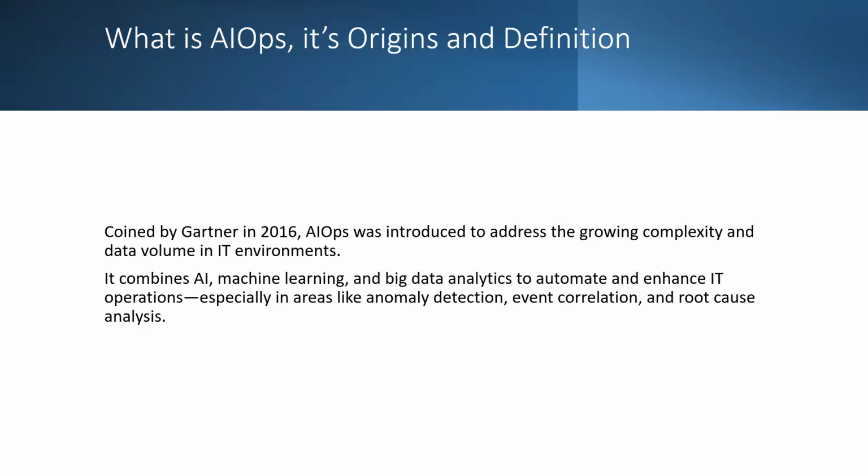So, what is AIOps? Its origin and definition. This term AIOps was coined by Gartner in 2016. It was introduced to address growing complexity and data volume in IT environments. AIOps is basically a combination of AI, machine learning, and big data analytics. There are a lot more theories you will find on the internet about AIOps, so this is the basic explanation.